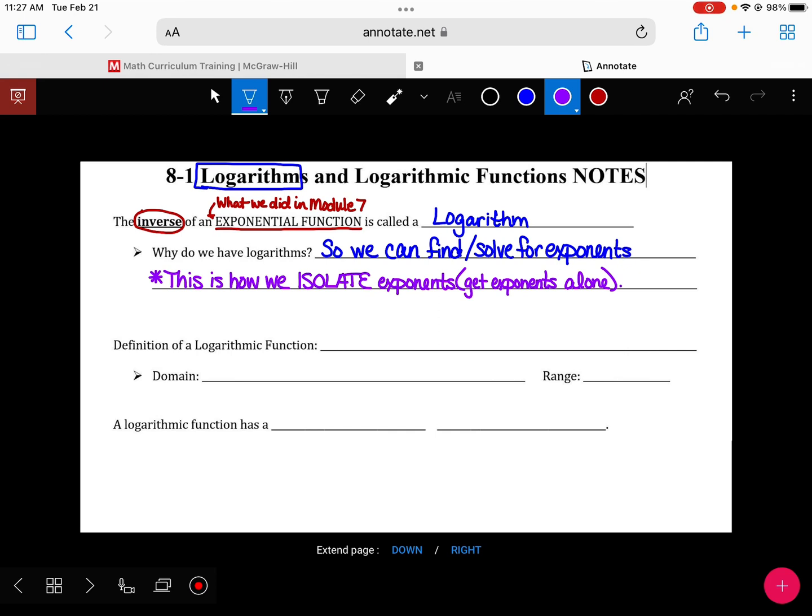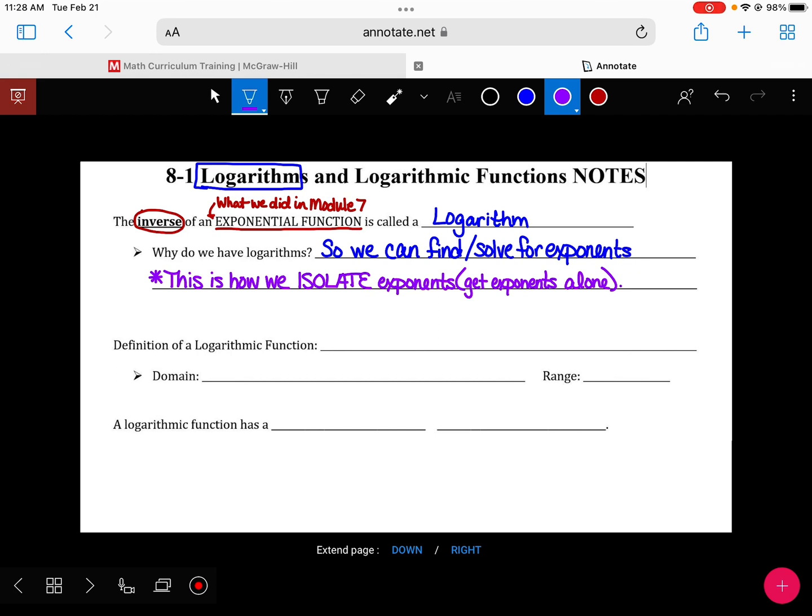Up until now, when we were doing our exponential functions unit, if I had a variable in my exponent, I either had to find a way to make the bases the same, or I had to use some guess and check. Like 4 to what power gives me 16? 4 to what power gives me 64? And I had to use some guess and check there. What would happen if the exponent wasn't a whole number, though?